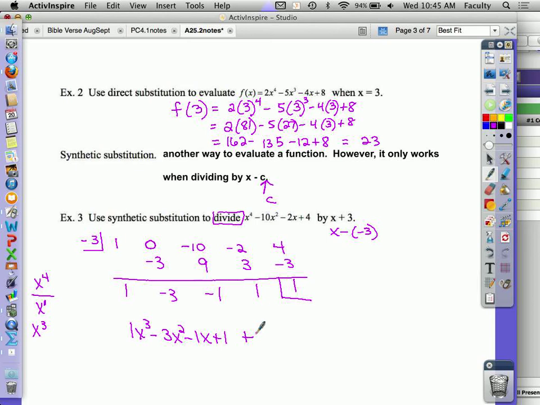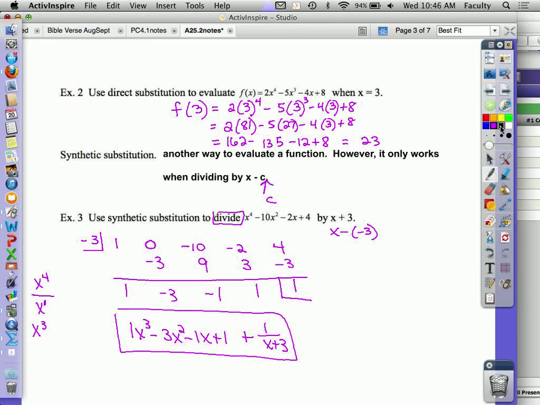And because these are polynomials, you need to put an addition sign. If you don't, it means times, and that's not what we mean. And then it's 1 divided by, and we were dividing by x plus 3. So this is the answer to dividing the polynomials.